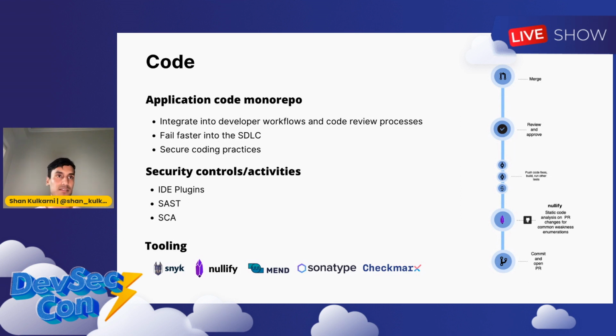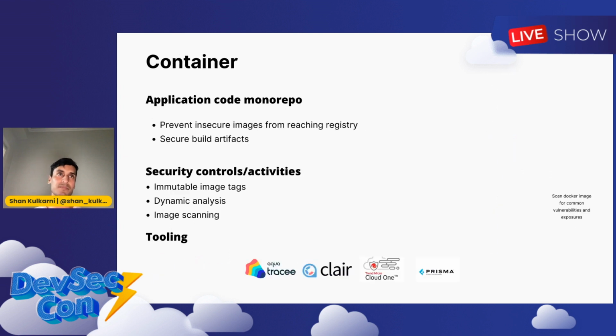SCA is obviously another thing here. You should be making sure that the packages, before your container is built, are not introducing any new vulnerabilities into that container artifact. So you can see the flow here: every time a PR is committed, whether using Nullify or Snyk, run some sort of static code analysis on the PR, check for common weakness enumerations, and then after it's been reviewed, merge in.